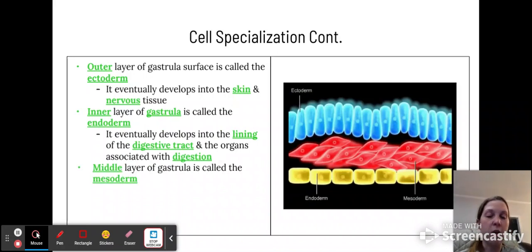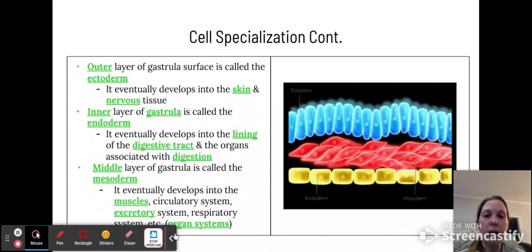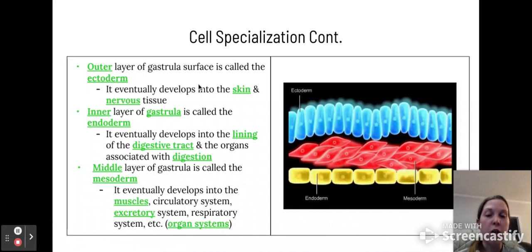The middle layer is called the mesoderm. So meso means middle. And these eventually will develop into the muscles, circulatory system, excretory system, respiratory system, etc., all your organ systems. So the outside, the blue in this picture, is the ectoderm, outer skin, and the endoderm is the inner skin. This is going to be the strongest material because it has to deal with that digestive tract and all those acids and everything in your body. And then the mesoderm, those cells are going to be used for all of your organ systems.